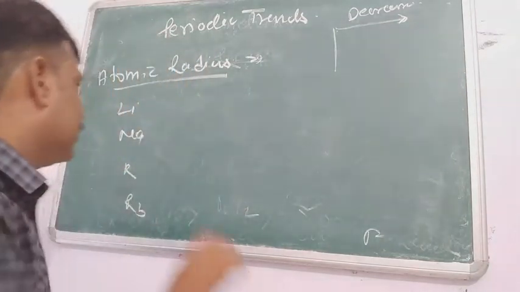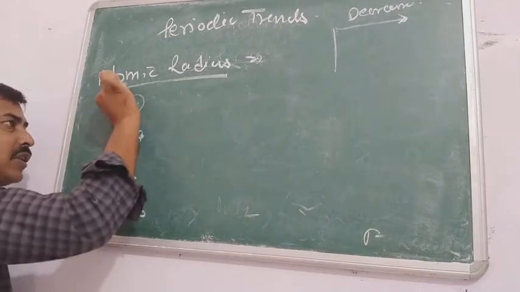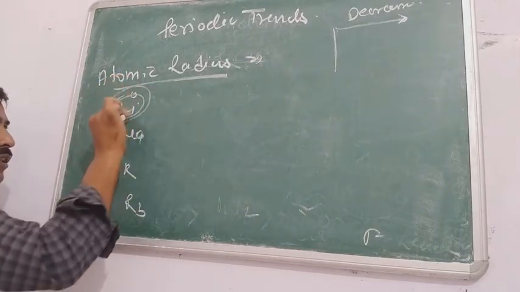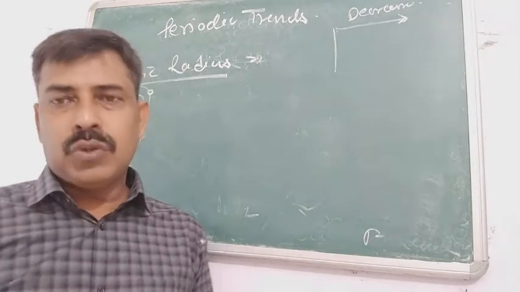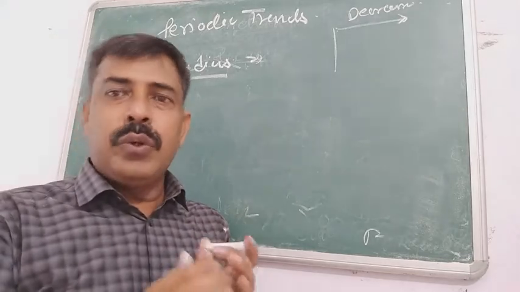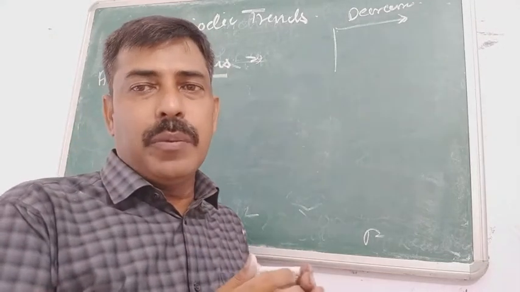When you see the condition of lithium, having first shell and second shell, the first shell contains 2 electrons and the second shell contains just 1 electron. So there are 2 layers, you can say 2 shells.